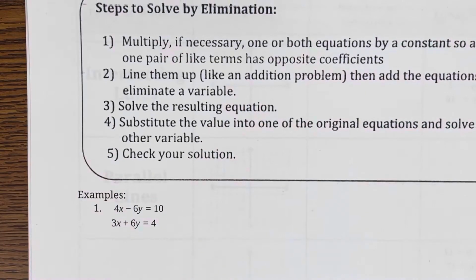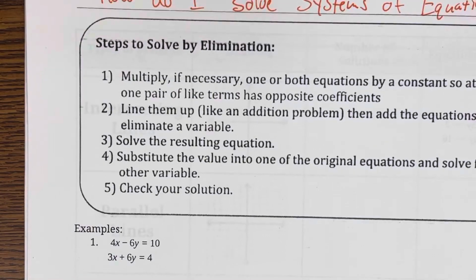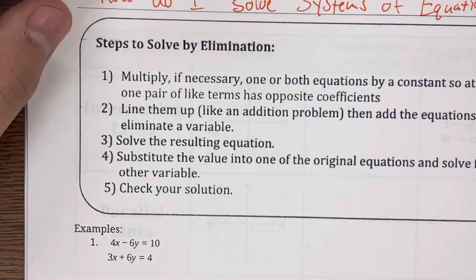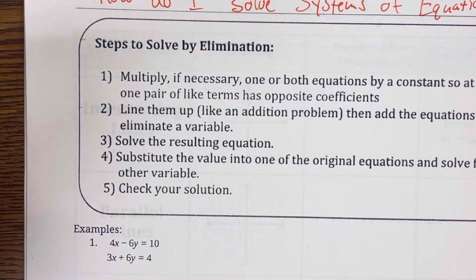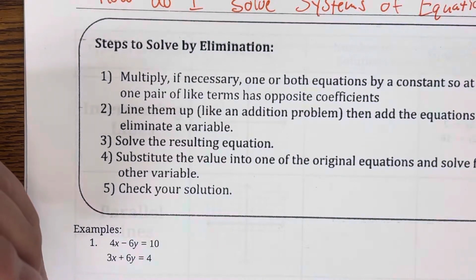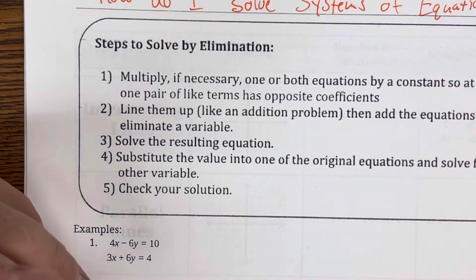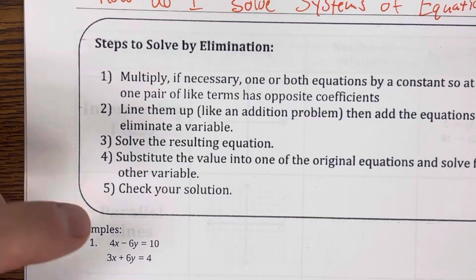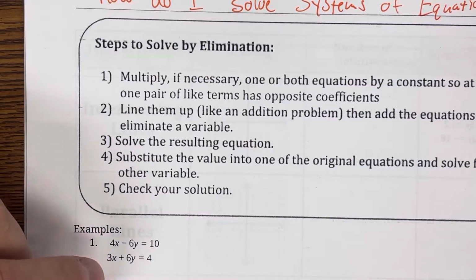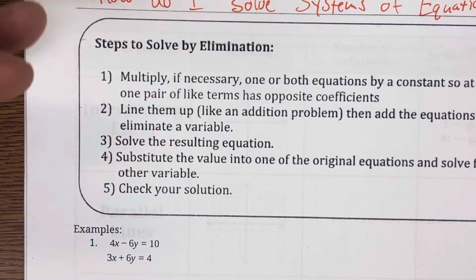After that, I'm going to multiply, if I have to, by a number so that one pair of the variables will cancel each other out. So I need to have a pair of opposite coefficients for x or opposite coefficients for y. And when we say opposite, that would be like a 3 and a negative 3, a 5 and a negative 5, a 20 and a negative 20. All right, they need to be opposites. And we can multiply one equation, both equations, or sometimes we don't have to multiply either.